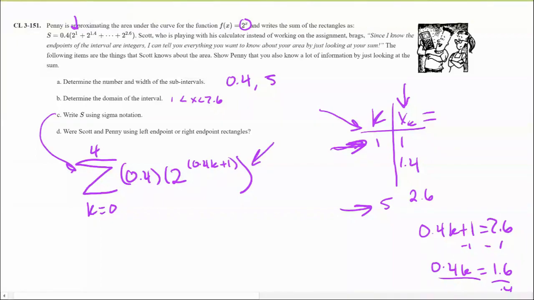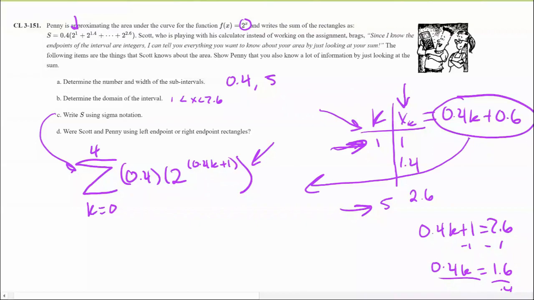It would change the equation a little bit, because it would be 0.4k plus 0.6. If we were using this as part of our sigma notation equation, then we would say it's right endpoint. But either way, we're not sure because they didn't tell us where they were starting.